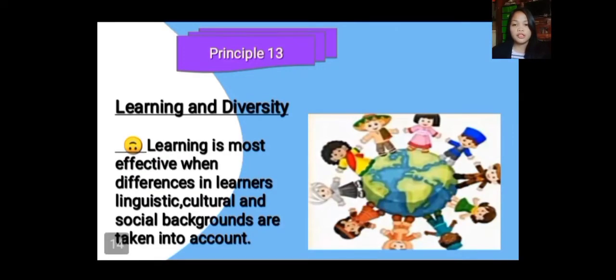So let's move on to another principle under the individual differences. Learning is most effective when differences in learners' linguistic or cultural and social backgrounds are taken into account. So, we need to consider that. Ano ba ang ibig kong sabihin dito? Multicultural teaching encourages teachers to consider their learners' linguistic, cultural, and social backgrounds.